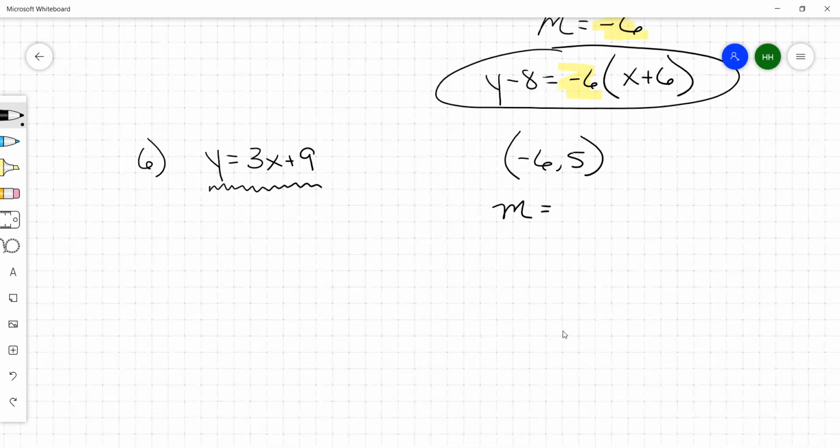So what will the slope be of the perpendicular line? Negative 1 over 3. Very good. The slopes have to be negative or opposite reciprocals. The negative reciprocal of 3 is negative 1/3. So now, point slope form: y minus 5 equals negative 1/3 times x plus 6. There's your equation in point slope form, perpendicular to the given line, through the point negative 6, 5.